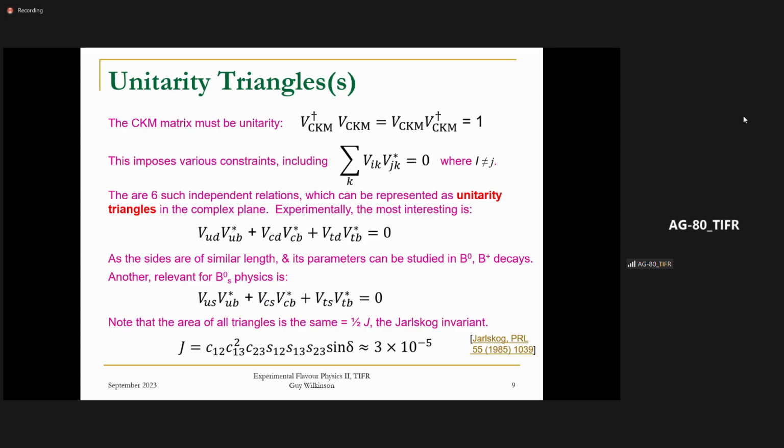But I just want to flag up that there's another relation, another triangle, which is relevant for BS physics, which is this relation here. Maybe an interesting aside is that all of these triangles have the same area, and this is known as the Jarlskog invariant. Cecilia Jarlskog, for this insight and her contributions to CP violation, won a prize which was presented to her at the EPS conference a couple of weeks ago.